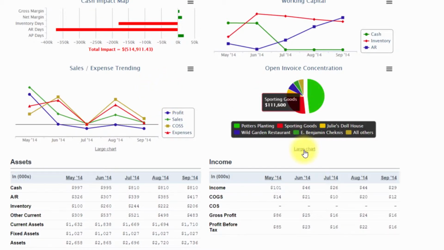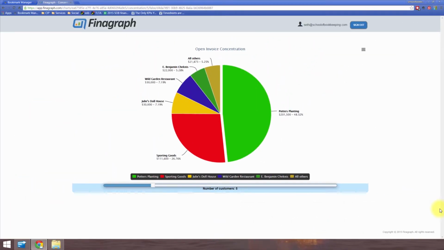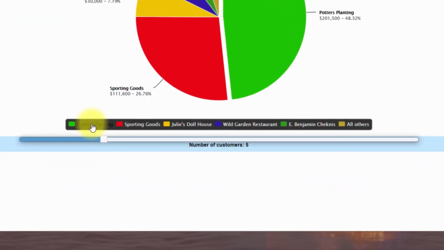This is one of my favorites here, the accounts receivable chart, the open invoice concentration. Let's go right to the large chart on this one. Now, when you're looking at this, I'm seeing that a good portion of my accounts receivable, almost half of it, is coming from one customer. Maybe this is skewed. Maybe I know that this is an anomaly, this is an unusual situation, this client placed a particularly large order, and it's really not giving me what I feel is a true picture of what my AR concentration really is. So notice where they are located down here in the legend.